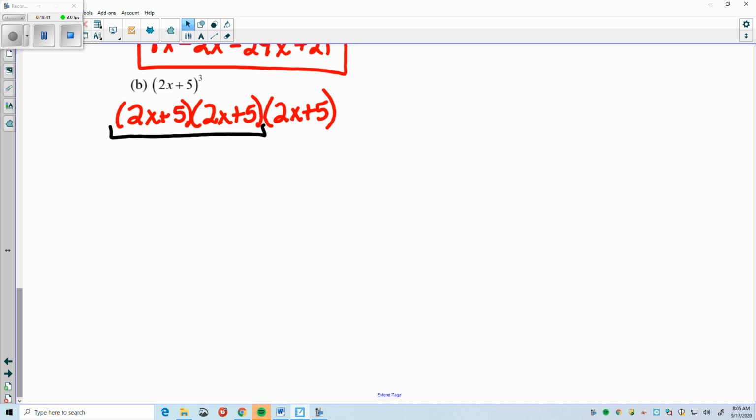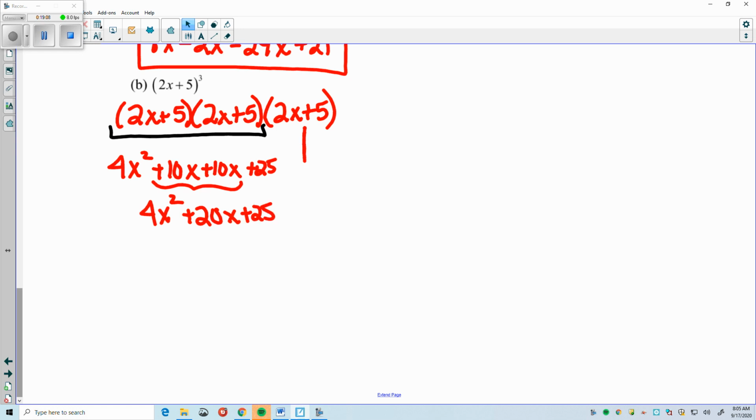So we're going to start again. 2x times 2x, I have 4x squared. 2x times 5, I have a total of 10x. Now we're going to work on the inside. 5 times 2x, I have another 10x. And then my last one is 5 times 5. I have 25. Okay, so again, we're going to combine our like terms. So that's going to give me a total of 20x plus 25. Now keep in mind, we have this other factor. So I have to bring that down.